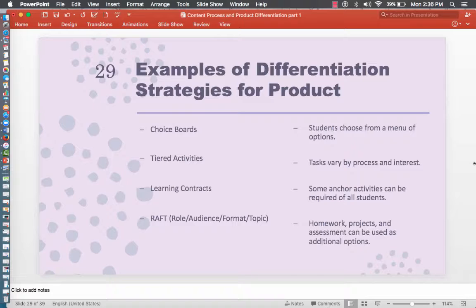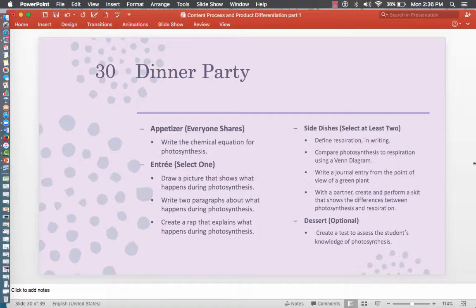Learning contracts, we've already kind of gone over that. We've already gone over RAFT. So we're going to look at menus of options, process and interest, anchor activities, okay? So we want to make sure that we have a variety of different things, because when we have a variety, students are going to stay with us longer.